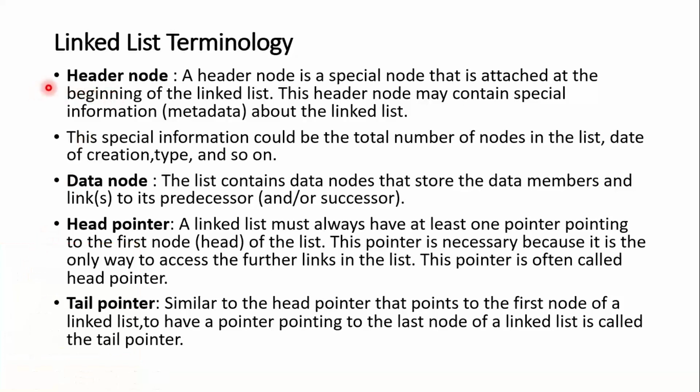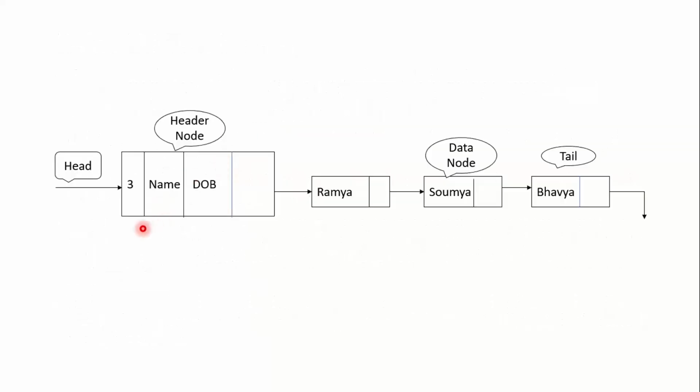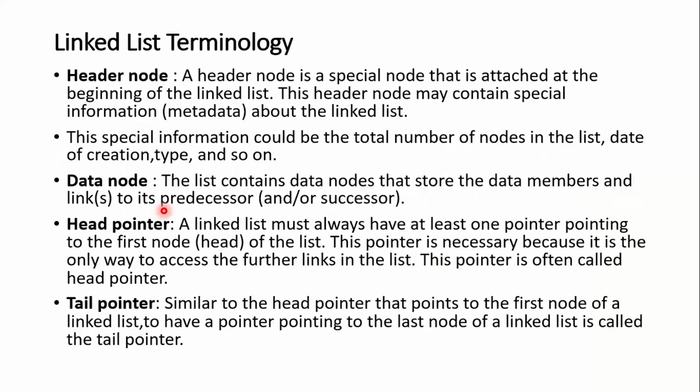See here, header node. So what is a header node? A header node is a special node that is attached at the beginning of the linked list. This header node may contain special information that is nothing but metadata about the linked list. See, actually I will show you the diagram. See, this is the linked list, which is containing actually four nodes. The first node is called the header node. Why is it called header node?